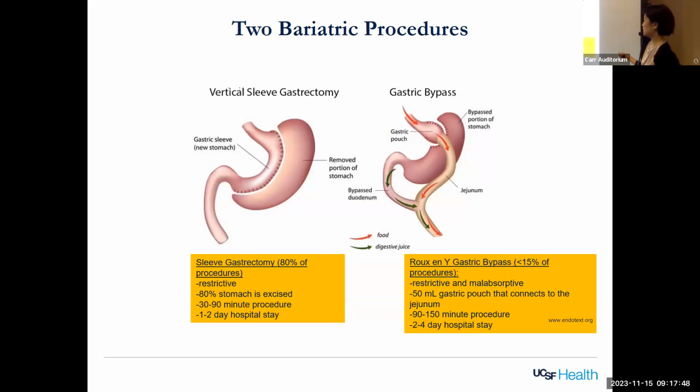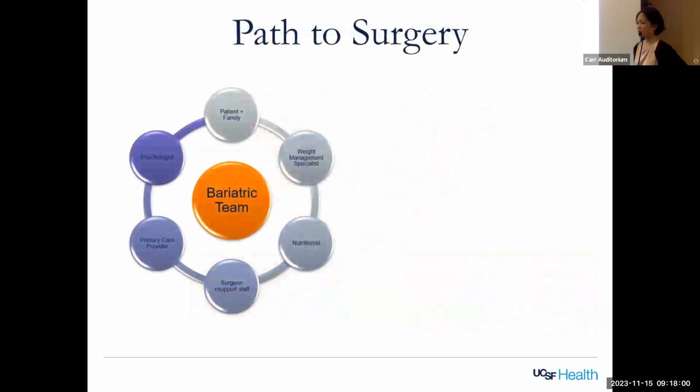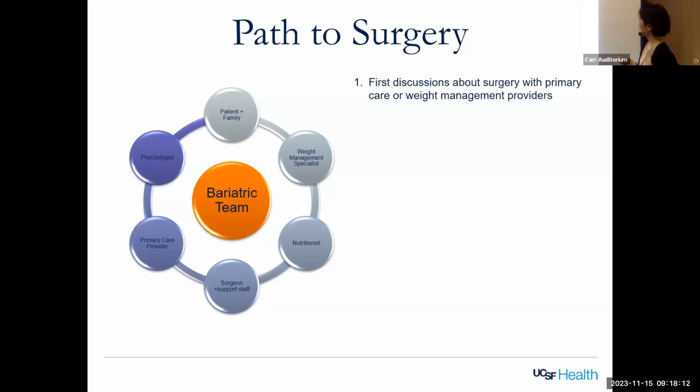This is about 15 to 20% of procedures that are done for weight loss. So most of our patients, if we refer to surgery, are going to get that vertical sleeve gastrectomy. If our patients decide to go for the surgical option, for various reasons, medications are not an option, it's not something that they desire to do long-term, then we discuss surgery with them.